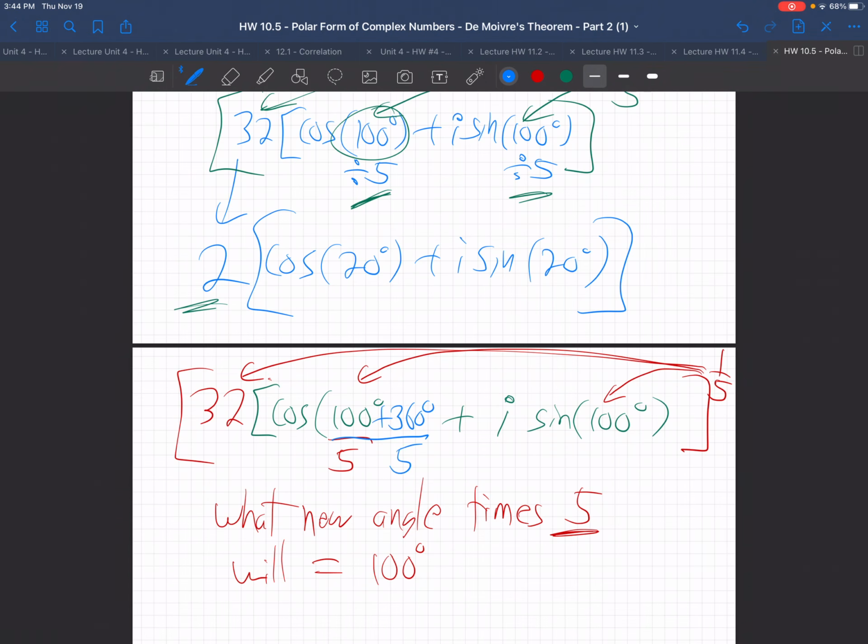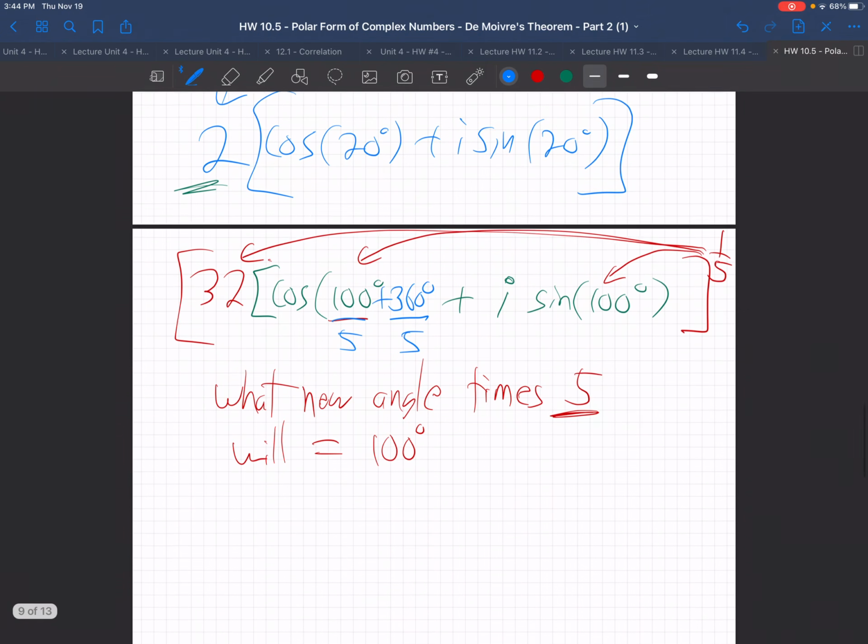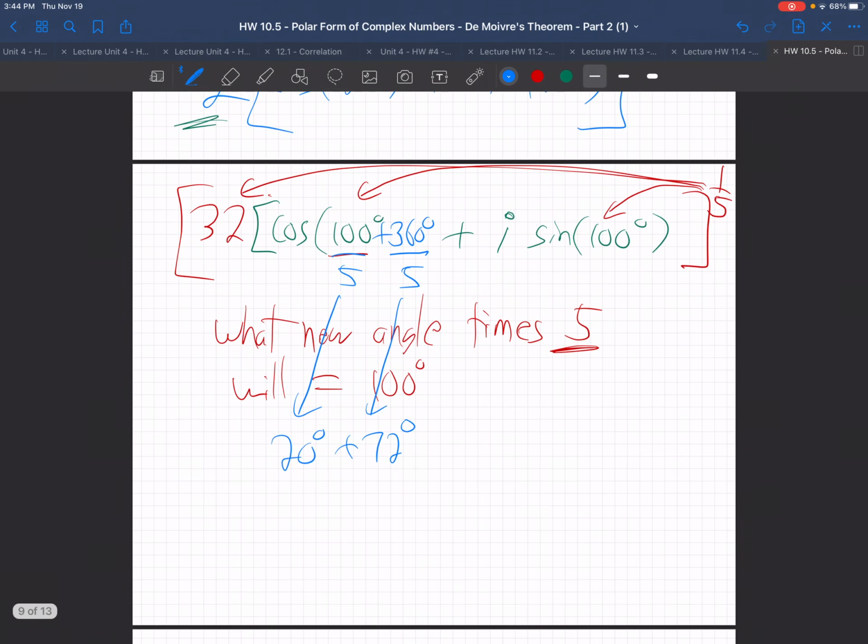Well, then you would divide this whole thing by 5, right? So that's the same thing as each of these separately divided by 5. And so that angle's got to work as well. What is that angle? That's 20. And then what's this part? 72. There it is. So you see, 20 plus 72, which is 92, that's got to work also. That times 5 has got to work also.